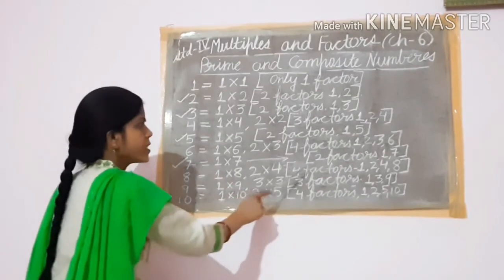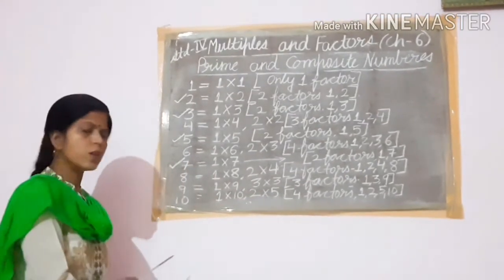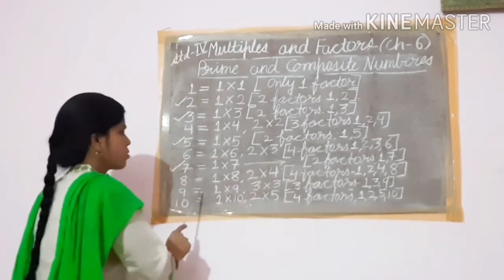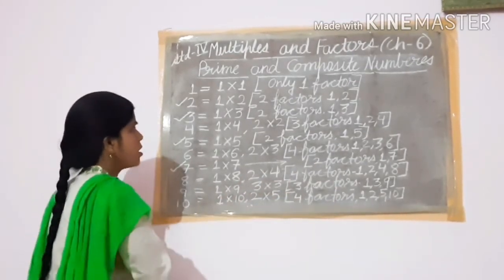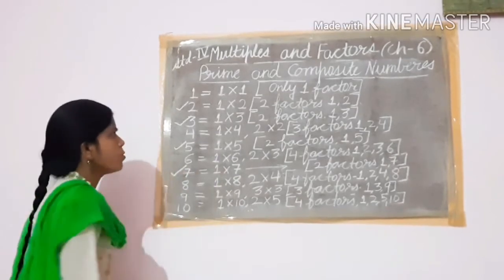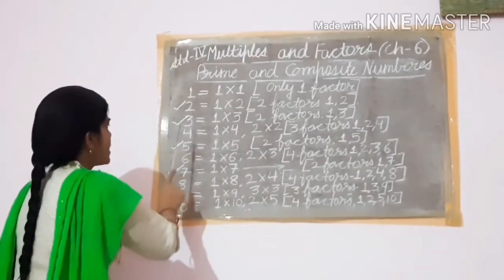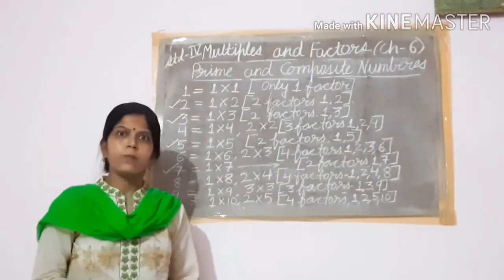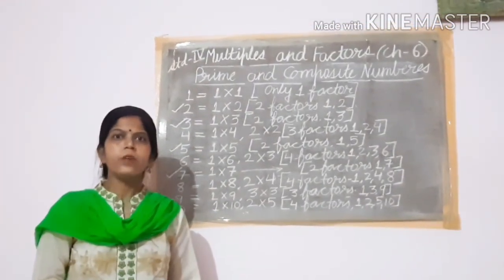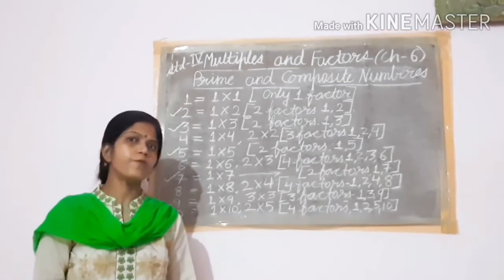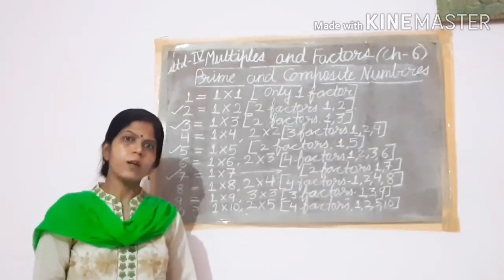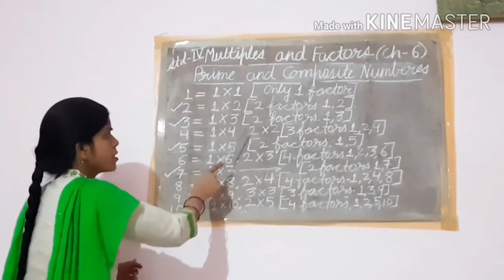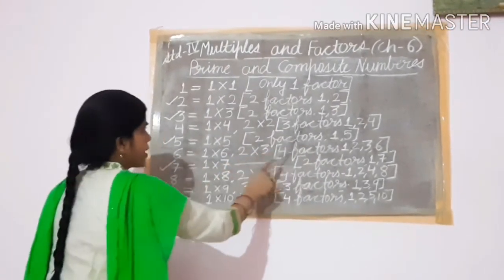8. 8 has 4 factors. So 8 is also not a prime number. 9. 9 has 3 factors. So 9 is also not. 10 is also not. So then what do we say to these others? 2, 3, 5 and 7 are prime numbers. Then others? Composite numbers. A number which has more than 2 factors is called a composite number.